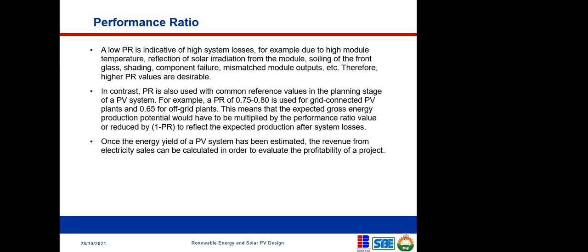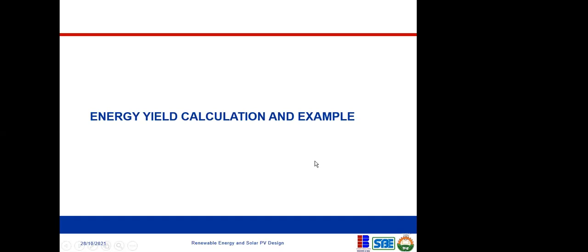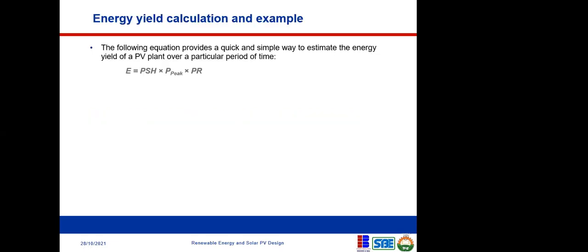Sorry. Okay. So once the energy yield of a PV system has been estimated, the revenue is easy. You can then calculate how much you're going to make, because of course you're doing this in most cases for profitability. So now let's go into an example of calculation of energy yield with peak sun hour. The following equation provides a quick and simple way to estimate the energy yield of a PV plant over a particular period of time.